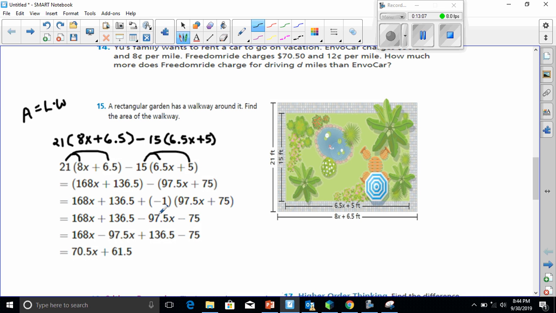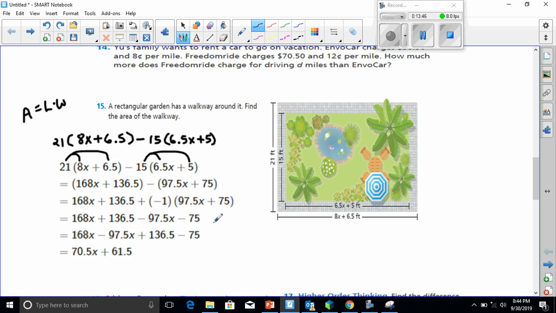I'm going to put my x's together. I'm going to group them together. So I've got 168x minus 97.5x. That's my first group. My second group, I'm going to have 136.5, and I'm going to minus 75 from it. When we're done, we should have 70.5x. Okay, because we take the big number minus the small number, keep the sign of the big number. And then we're going to take 136.5 minus 75 from it to get 61.5.